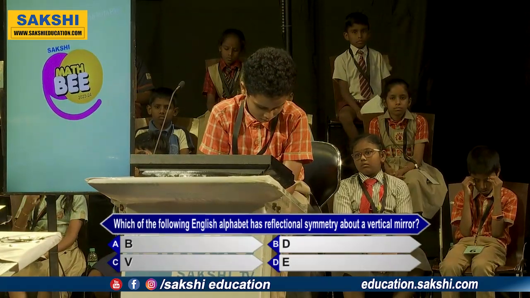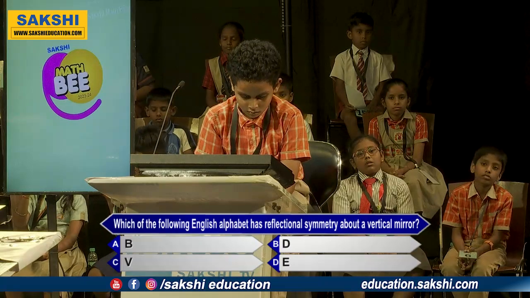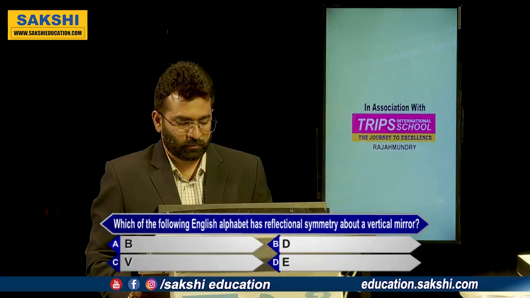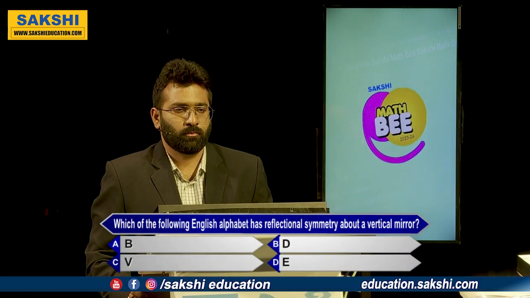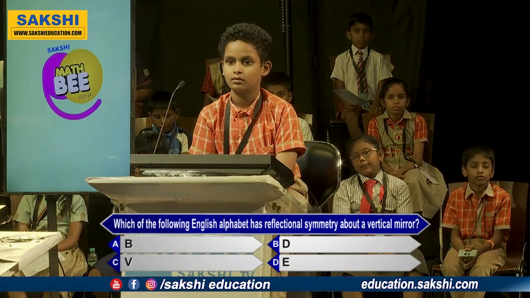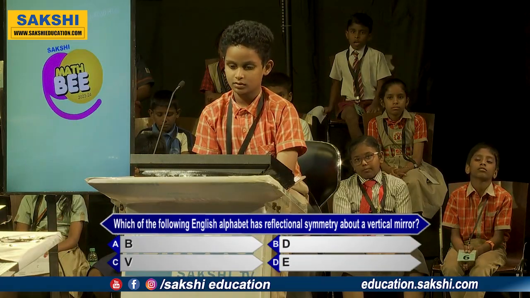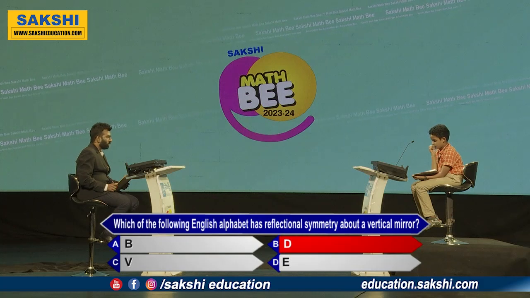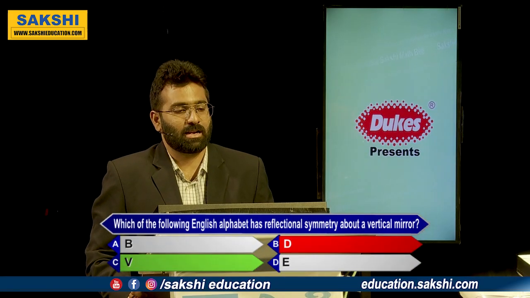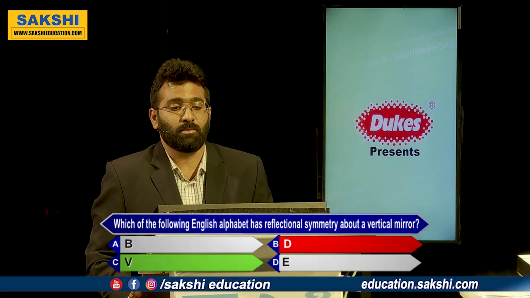English alphabet that has reflectional symmetry about a vertical mirror. A vertical mirror. Sir, option B. Please recheck it. Are you sure it is B? Sure? Please lock option D. Here, it is wrong. Option C, V is the right answer. It's a reflectional symmetry about a vertical mirror.